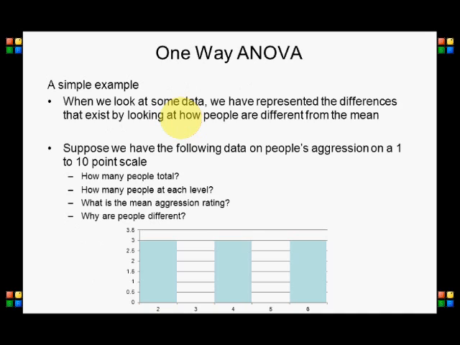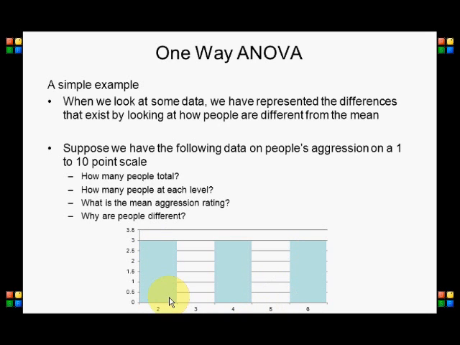Now, a simple example involves looking at some data, and we have the following data on people's aggression on a 1 to 10 point scale. How many people total do we see? Well, we can count them up. I have 3 here, 3 here, and 3 here.